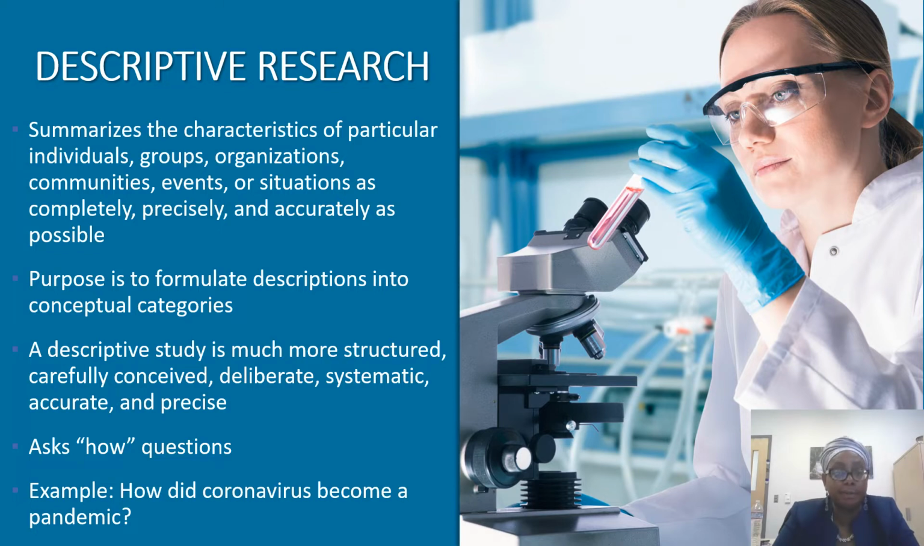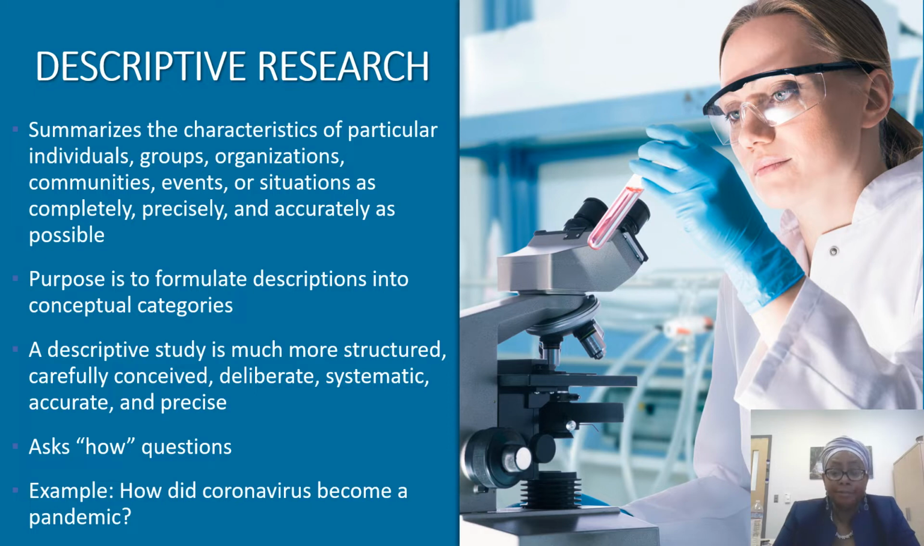So this helps us to categorize information and to break things down so that we can study it more systematically. This particular type of research is very much so structured, systematic. We go in with a purpose and we want to come out basically with our how types of questions. So how did this happen? An example related to the coronavirus would be, how did coronavirus become a pandemic?